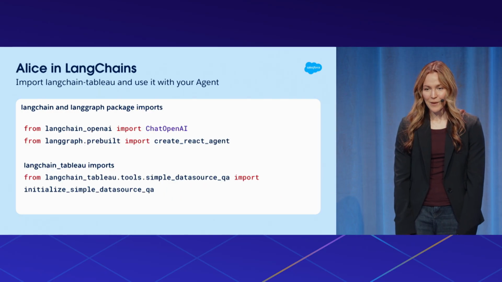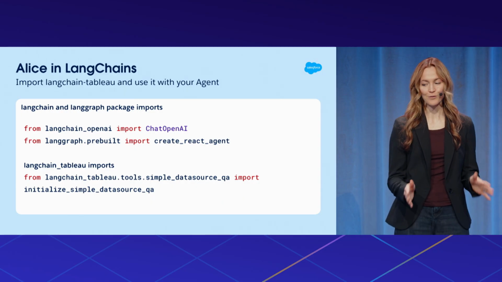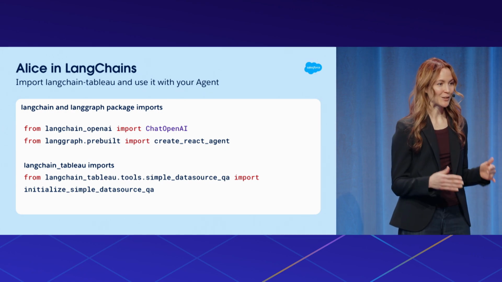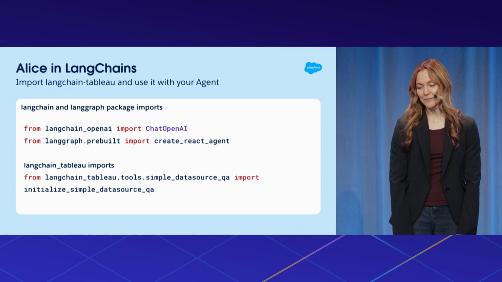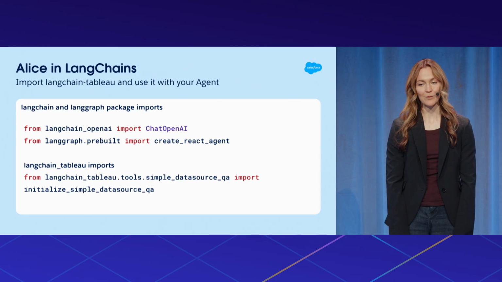So we're going to import the packages that we need first. We're going to use OpenAI in this example. You can use any that you prefer. And we're going to create a React agent. This is a ready-made agent that we can use using this command. And then we're going to import the data source QA tool. We're going to need this to query our data sources. And we're going to get that from Tableau.